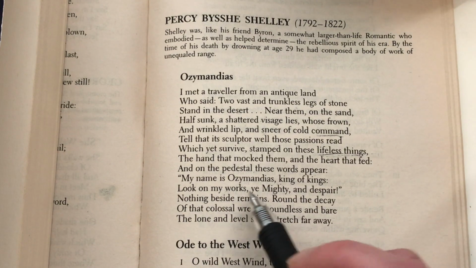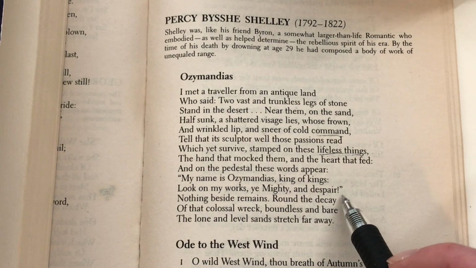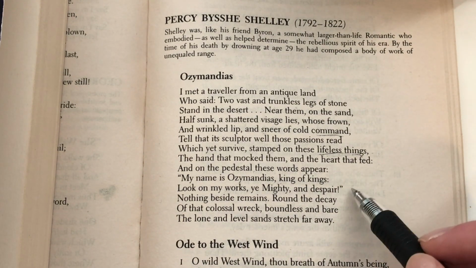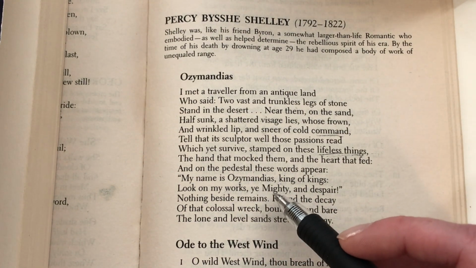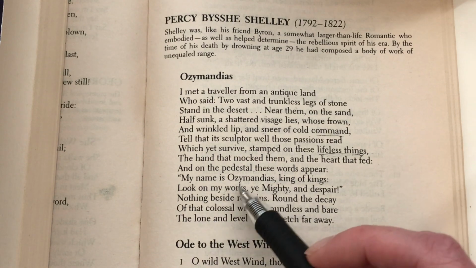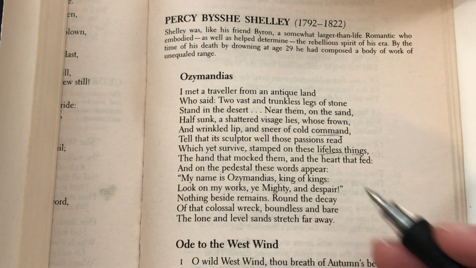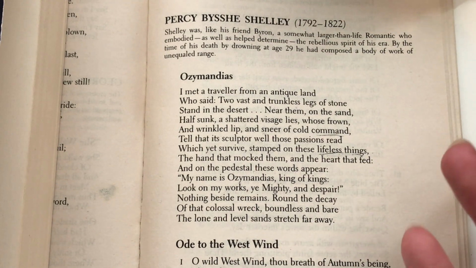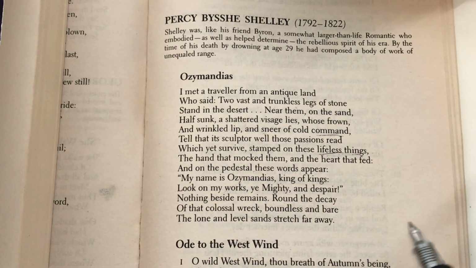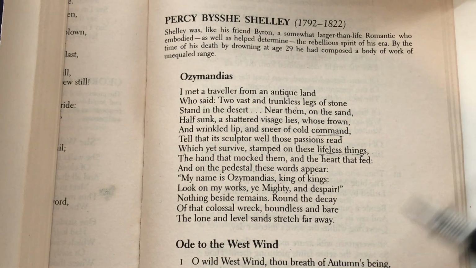Look on my works, ye mighty, and despair. So you can tell from context that Ozymandias, who commanded these words to be put on the pedestal, is saying, look on my works, look at how grand and mighty I am, and despair that you will never live up to such greatness. However, there's an ironic twist here. Irony is just when the outcome is the opposite of what's expected.